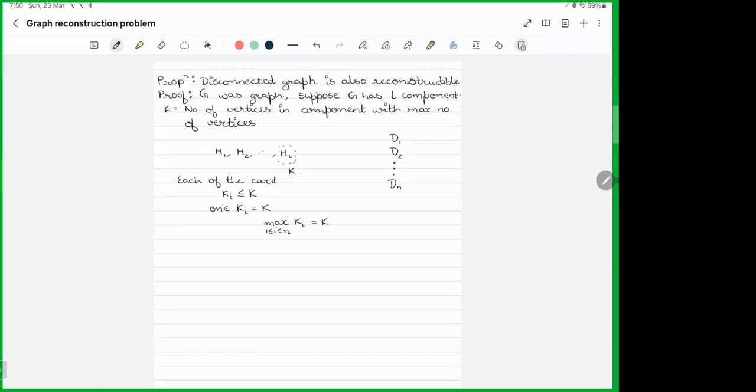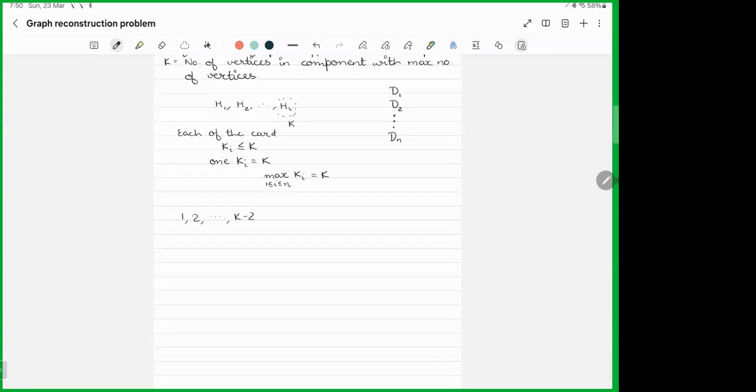Actually, we can find all the components of size 1, 2, up to k minus 2. But there is a problem with k minus 1. When you are removing a vertex from this k vertices component, you are getting a k minus 1 vertices component. Then you don't know which of the k minus 1 vertices components you should choose, which will be there in the original graph.